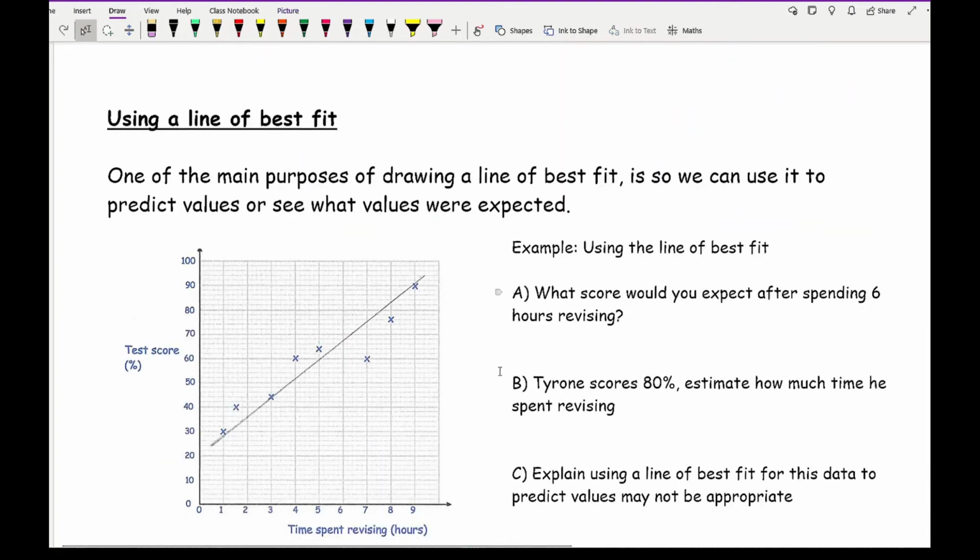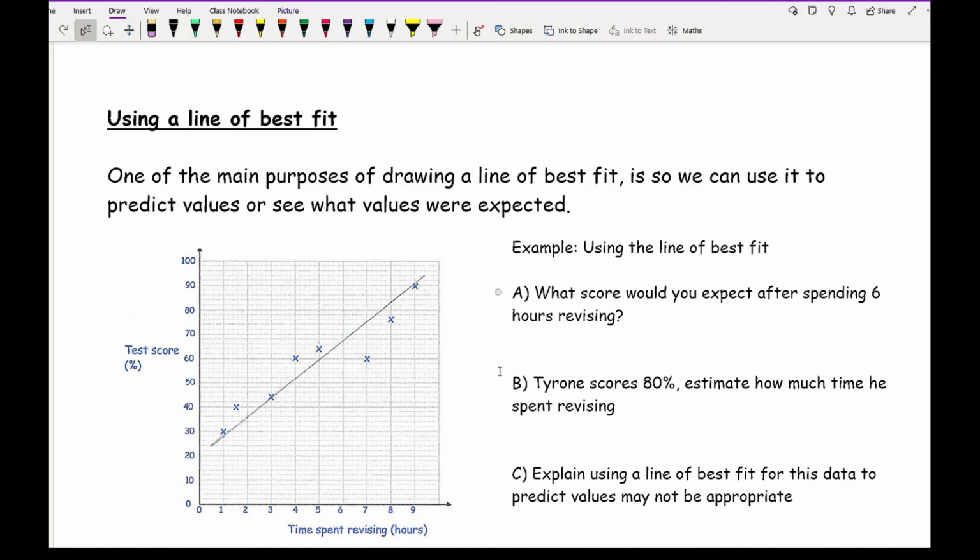So let's have a look at using the line of best fit. You can use your line of best fit to find out what expected values are. So for example, we take this example here, where we've got test scores against the hours spent revising. The question is asking us, using our line of best fit, what score would you expect after 6 hours of revising?